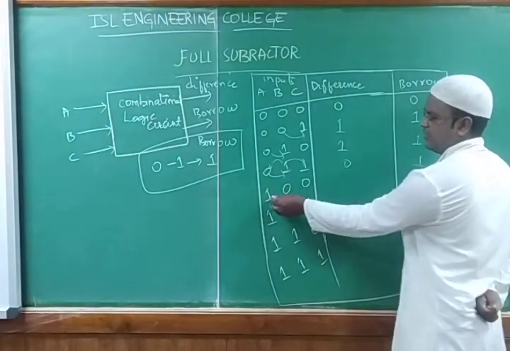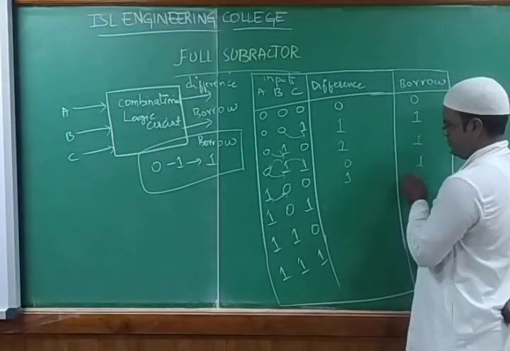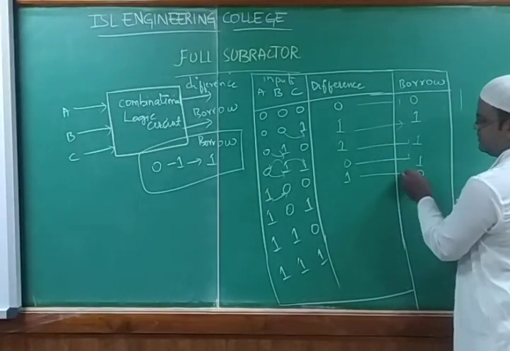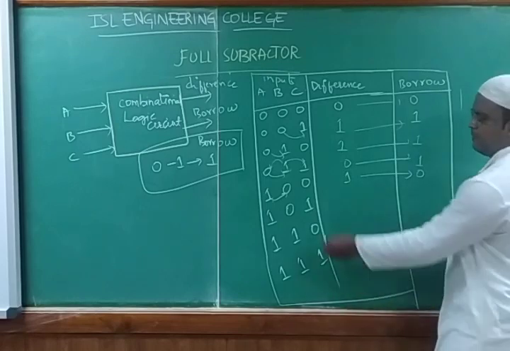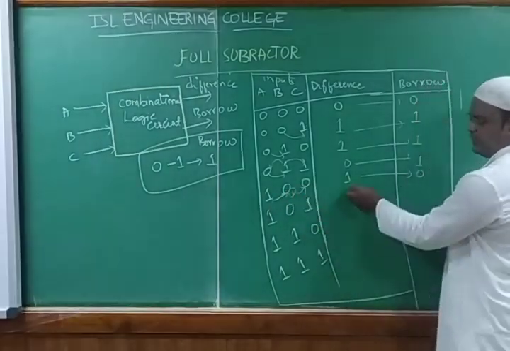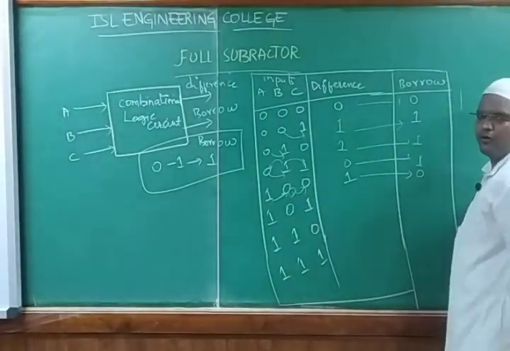Likewise, you can go for this one. 1 minus 0, it's 1. Again 1 minus 0, it's what? 1. So there is no borrow. That means 0. Next thing, 1 minus 0, it is 1. Again 1 minus 0, it is 1. We are not borrowing because the MSB bit is higher. For a higher bit, we will not borrow anything.